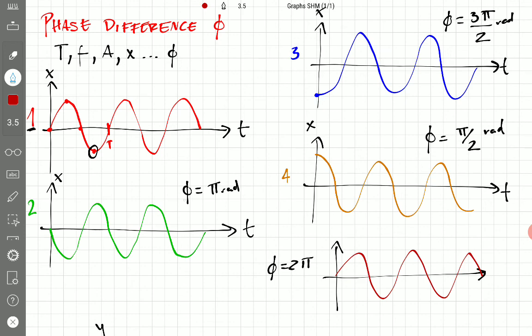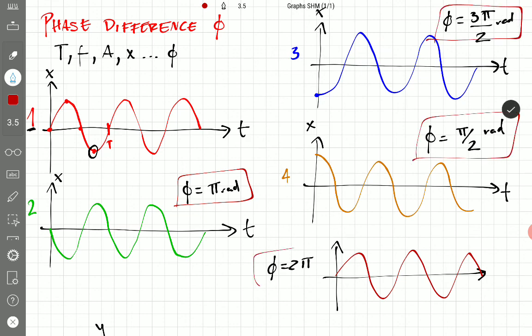Okay, so this little number phi will tell you how much one graph is different with respect to the other, right? Those are the 4 main phase differences that we have, but we could have something in between. Most likely you will have to deal with these 4, and that's enough for you to know.